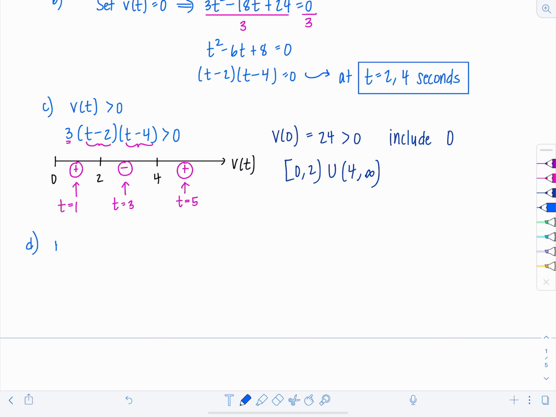From 0 to 2 seconds, it moves in the positive direction. Then from 2 to 4 seconds, it goes in the negative direction. And then from 4 to 6 seconds, it's going back in the positive direction.